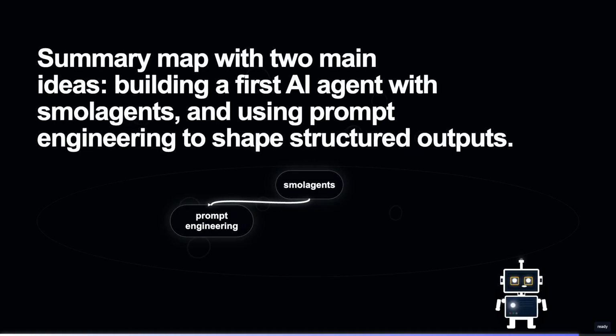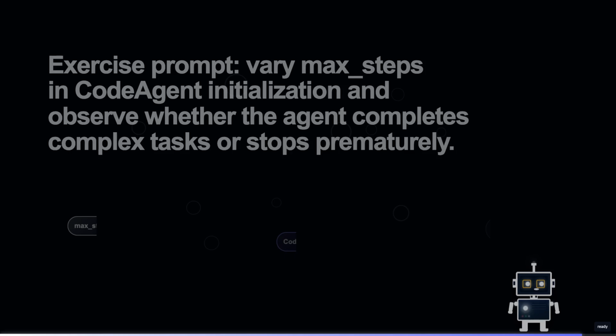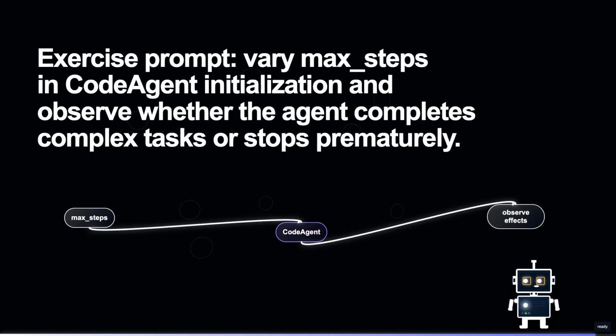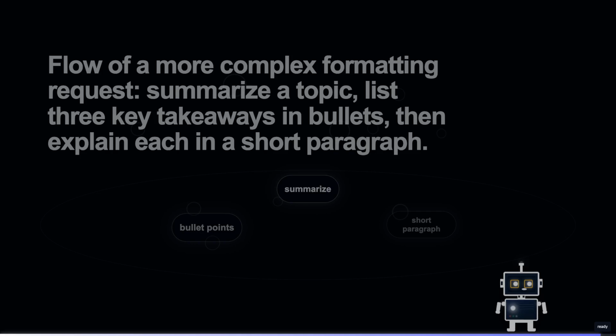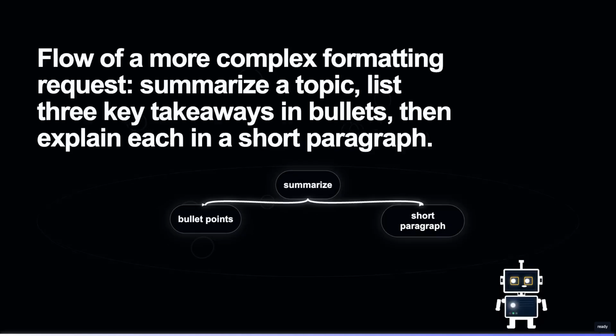Try changing max_steps in the CodeAgent initialization. Then observe whether the agent can finish more complex tasks or whether it stops too early. Another exercise is to ask for more complex output formatting. For example, request a summary, then three bullet point takeaways, and finally a short paragraph explaining each one.